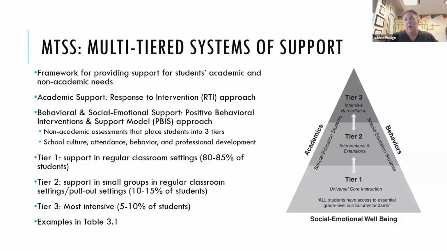Tier three, this is the smallest amount of students, but sometimes these are the students who also require the most effort on your part as a teacher. And these are people who need intensive remediation. And a lot of times, these students will not be mainstreamed, so to speak. They may join their peers, maybe for physical education, art, or music, but they spend the rest of the day doing something that's more like one-on-one. There's some really great examples in table 3.1 if you get a chance to look at those.